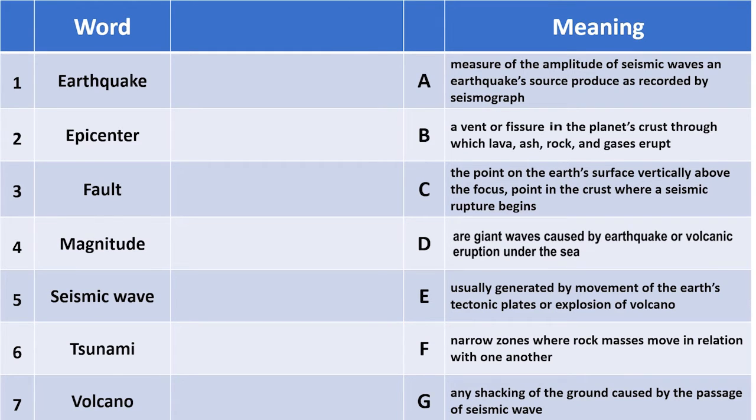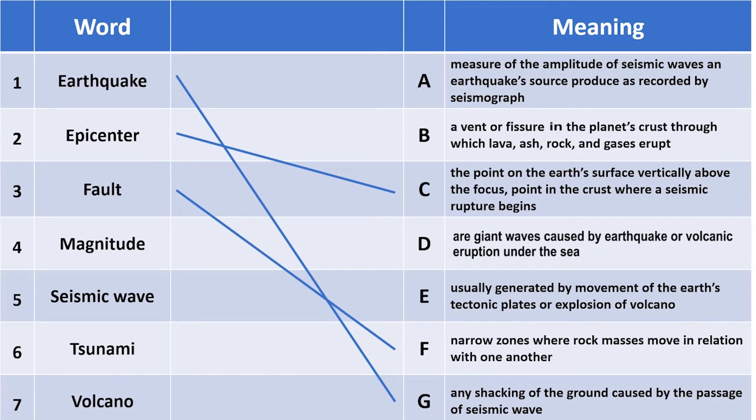For number 1, letter G, correct! Any shaking of the ground caused by the passage of seismic waves is called earthquake. Number 2, letter C, very good! Epicenter is the point on the Earth's surface vertically above the focus, point in the crust where a seismic rupture begins. Number 3, letter F, awesome!